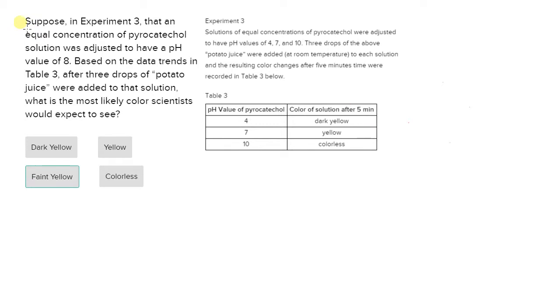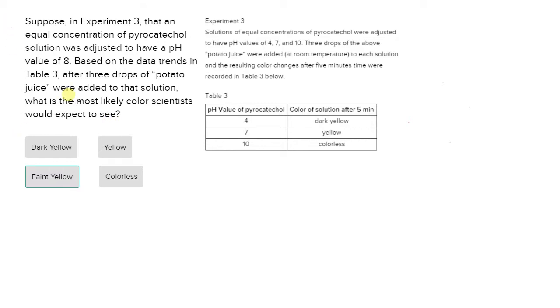This question says, suppose that in experiment 3 that an equal concentration of pyrocatechol solution was adjusted to have a pH value of 8. Based on the data trends in table 3, after 3 drops of potato juice were added to that solution, what is the most likely color scientists would expect to see?